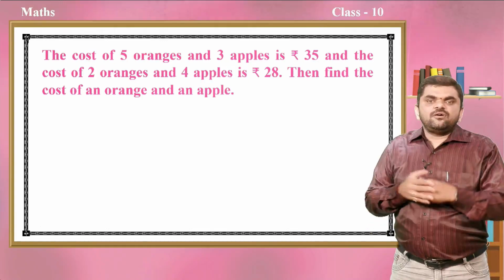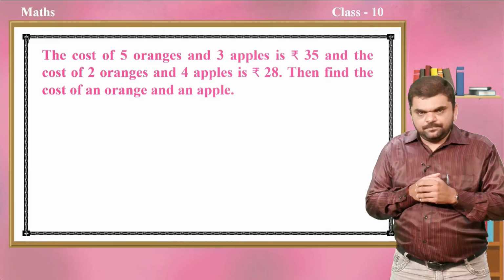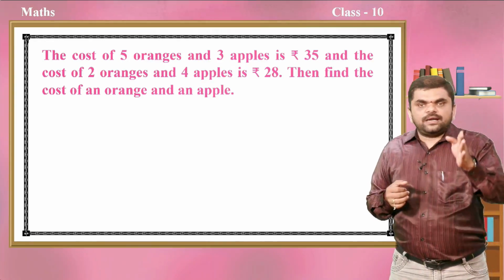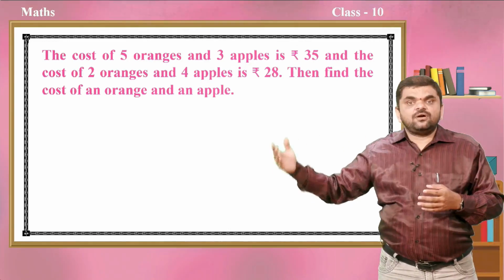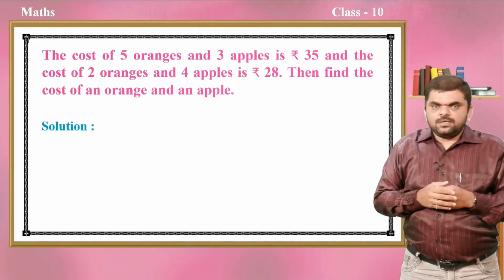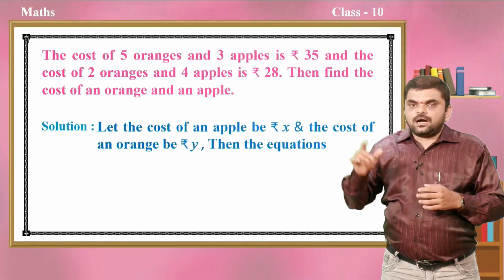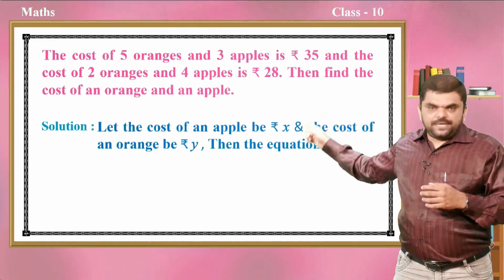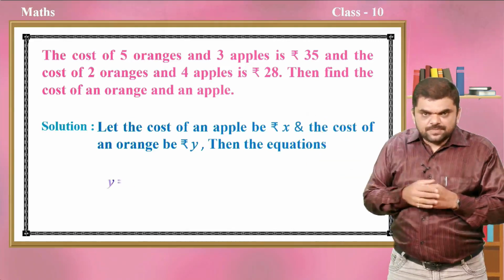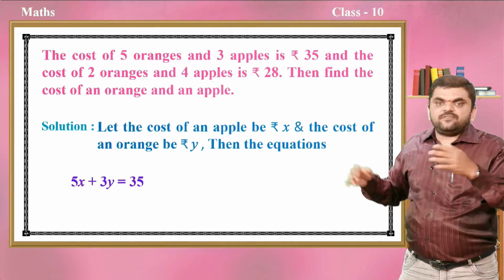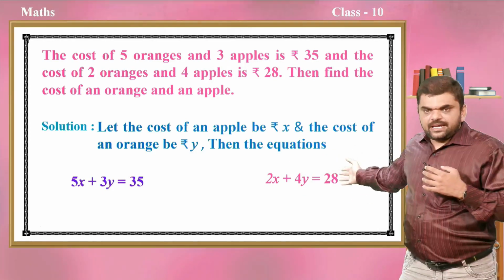The cost of 5 oranges and 3 apples is rupees 35, and the cost of 2 oranges and 4 apples is rupees 28. Then find the cost of an orange and an apple. So here first we have to write the equations. Let us consider the cost of an apple to be rupees x and the cost of an orange to be rupees y. Then the equations become 5x plus 3y is equal to 35, that is equation number 1, and 2x plus 4y is equal to 28.